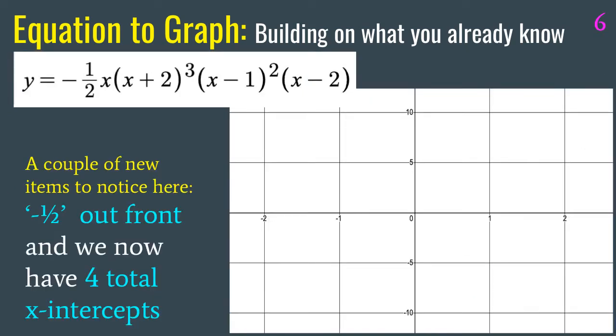All right. Next, a couple of new items in this last one. You should notice that we have a -1/2 out front. Ooh, that looks so scary. All that is, is a negative stretch factor. That's just telling me that the right-hand arrow is going to go down. So don't freak out by that. We also have an x out front again, so that means it's going to go through 0, 0. Okay, and we have 4 total x-intercepts. So that means it's got 1, 2, 3, 4 spots that it's going to hit for the x.